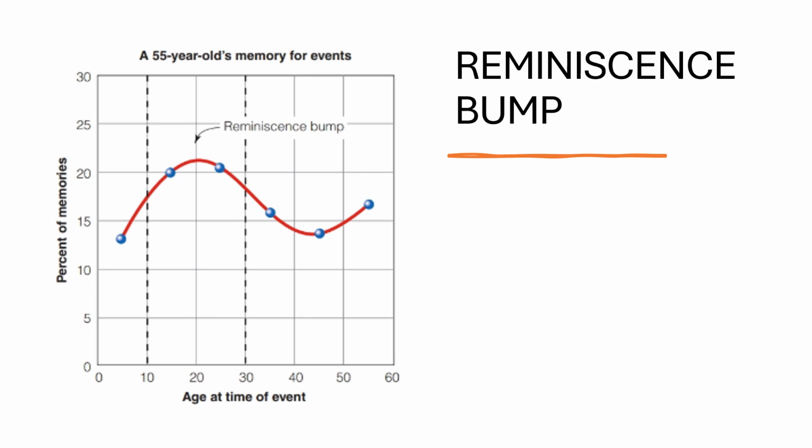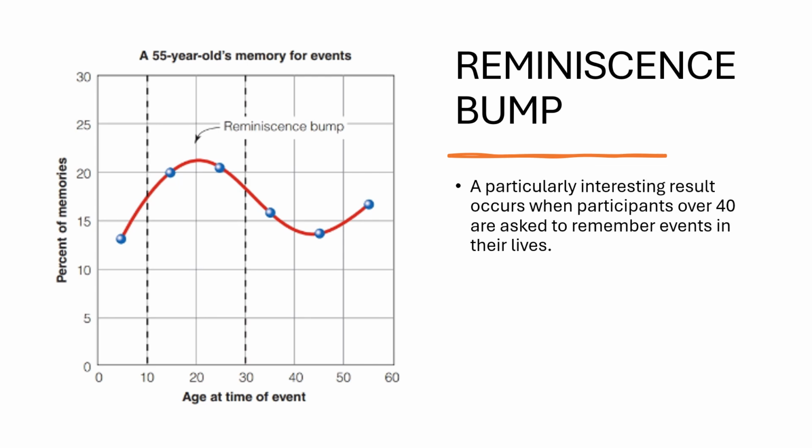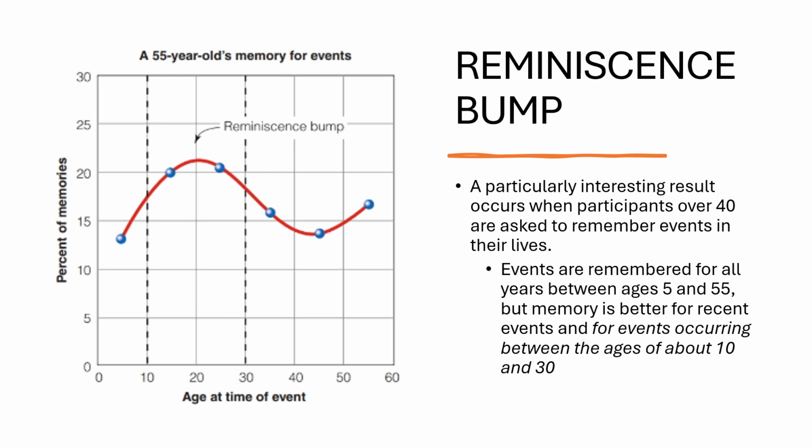So one of the well-documented phenomena in autobiographical memory is something called the reminiscence bump. So a particularly interesting result occurs when participants over 50 are asked to remember events in their lives. Events are remembered for all years between the ages of 5 and 55, but memory is better for recent events and for events occurring between the ages of 10 and 30. So I want you to think to yourself why events prior to the age of 5 might be less accessible.